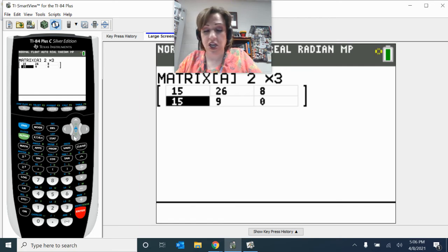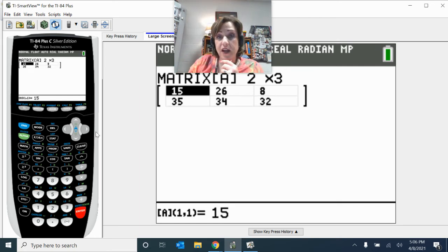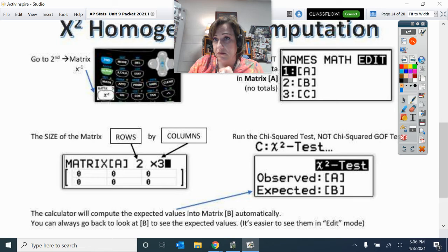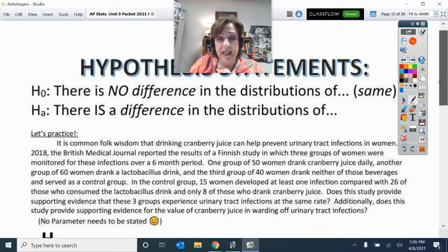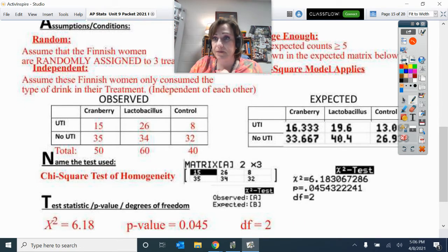That made 35 not getting a UTI, 34, and 32. So there is the observed data for our experiment with the cranberry juice, the lactobacillus, and the control. There is the observed. Now, here's what you do next.